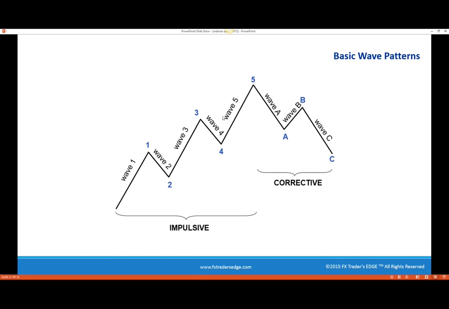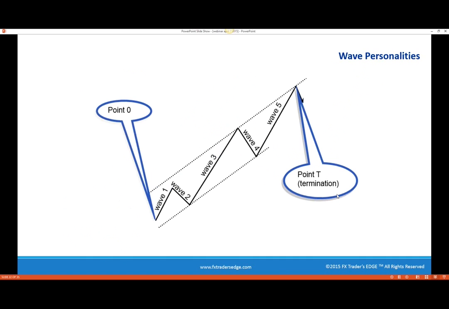This is your 5-wave structure. So I think we need to talk a little bit about the wave personalities, and then we're going to look at the wave counts. We start off a move at point 0, and we end a trend at point T. And in between we have waves 1, 2, 3, 4, and 5. Now sometimes a wave is extended, and that's fine. If it's extended, it just means that we're going to have more than 5 waves within the channel lines.